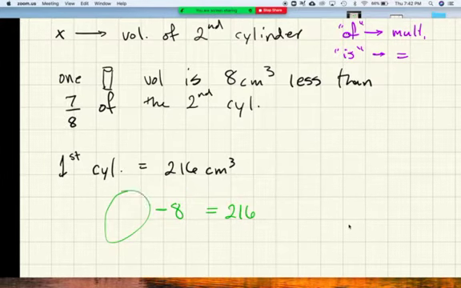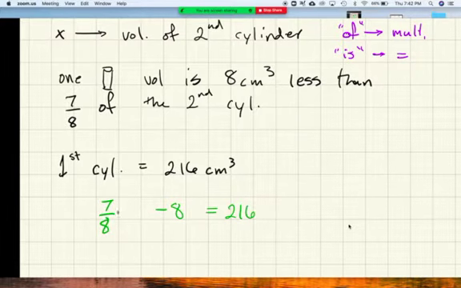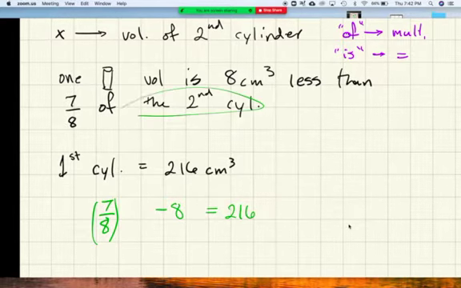And we have to subtract it from something. So 7/8 of is multiplication. I'm going to put 7/8 in parentheses, times the second cylinder's volume, which we know is x. So that's the equation.